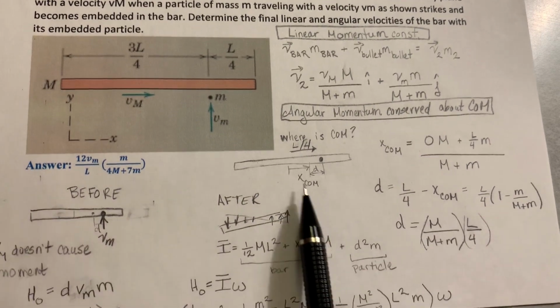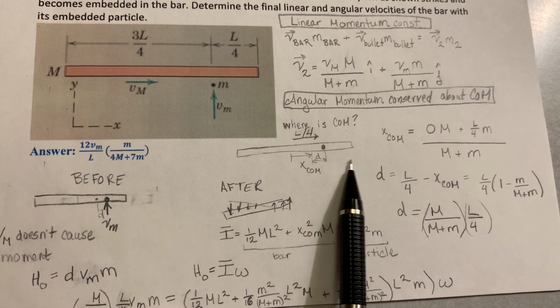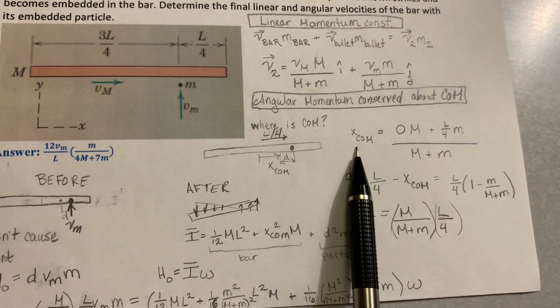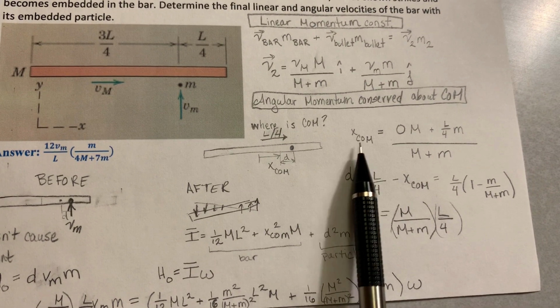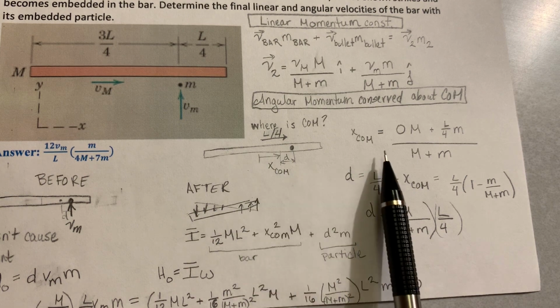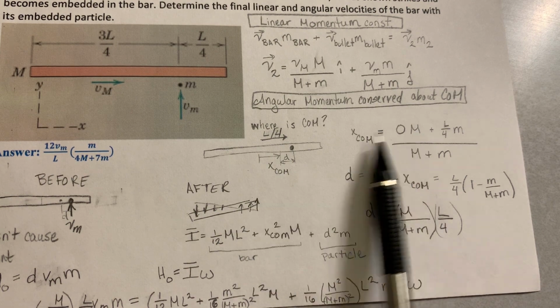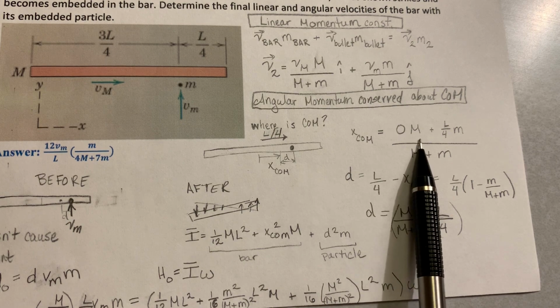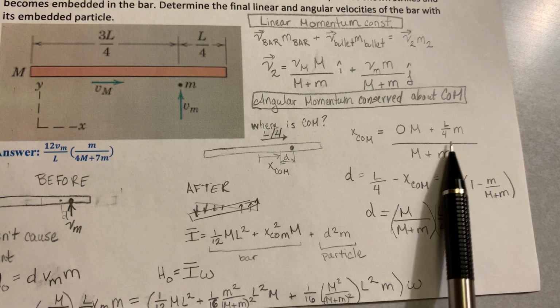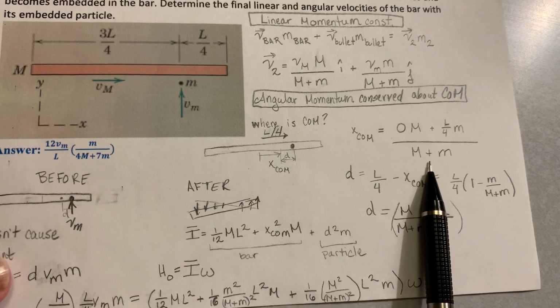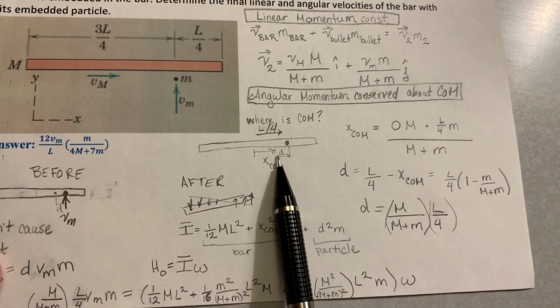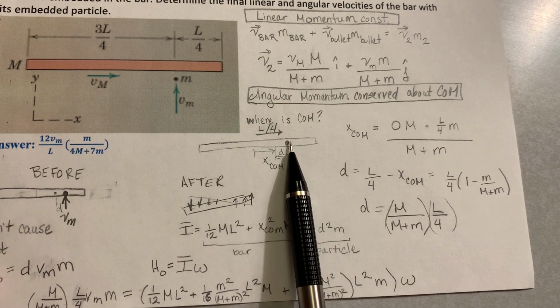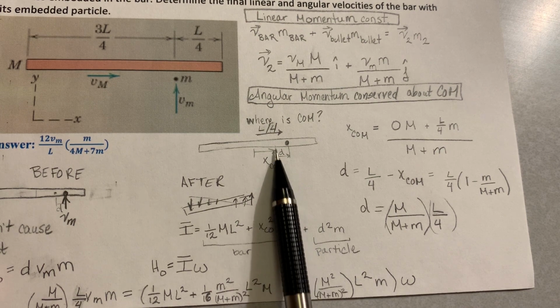So this is where we get some math, but we can just calculate where that center of mass is, x from the center here, by saying, okay, from the center, the bar would have 0 coordinate, and this would have 1/4 times m over the sum. Or we could similarly calculate the distance d from where the particle is embedded to the center of mass.